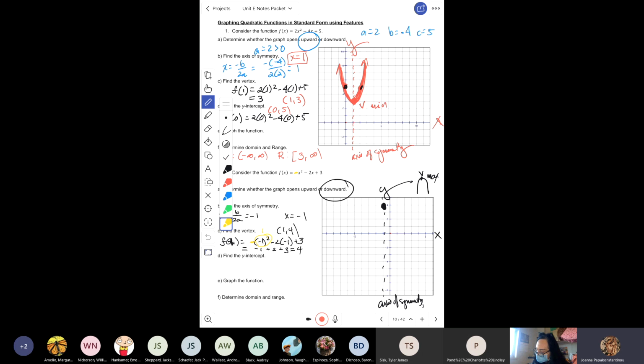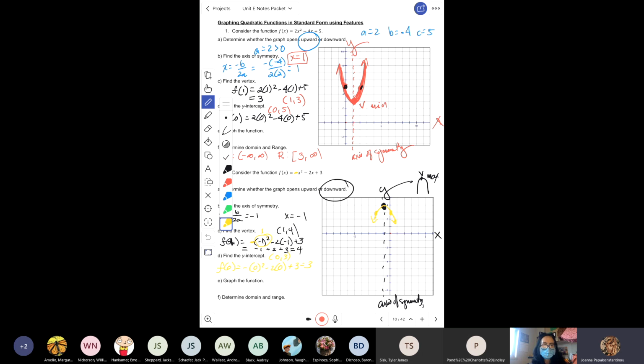Okay, what is another point, the y-intercept? So when x is 0, what is y? 3. So the y-intercept as a point is 0, 3. And if I know that point, what other point do I know? Negative 2, 3. And look at that. There's my parabola. Now, could I find the x-intercepts?